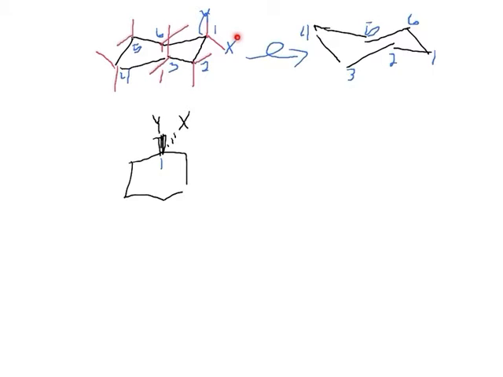Now, after the ring flip, the up position is now equatorial, and the down position is now axial. So X will be in the axial position pointing down, and Y will be in the equatorial position pointing up. That's the biggest change in the ring flip. No bonds are broken, and you're still on either the top or the bottom side of the ring, but whether you're axial or equatorial will change.